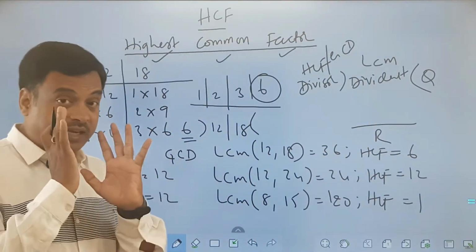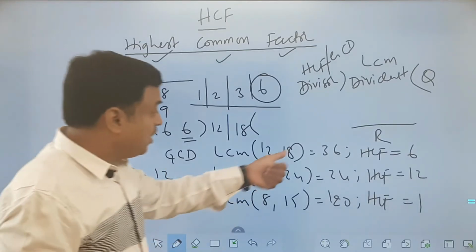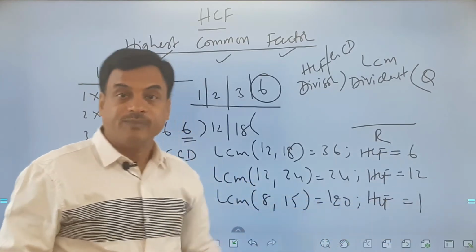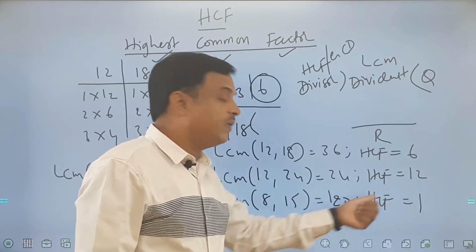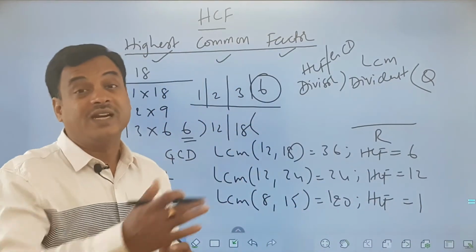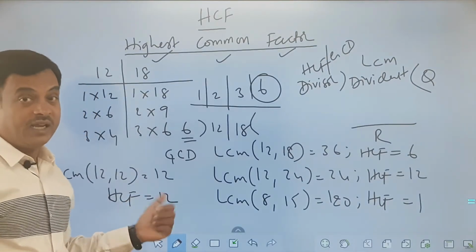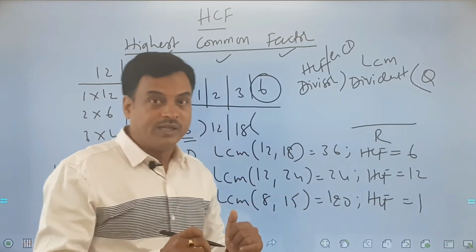Now let us see, by comparison or by observation I can make a lot of things here. If you see, in all the cases the value of LCM is greater than the value of HCF. Are you able to observe? Here it is 36, 6, 24, 12, 120 and 1. LCM is always greater than HCF. There is only one exception, which I told you about, and we need to consider this point also: LCM can be equal to HCF. That is the first observation. Second thing, please observe.